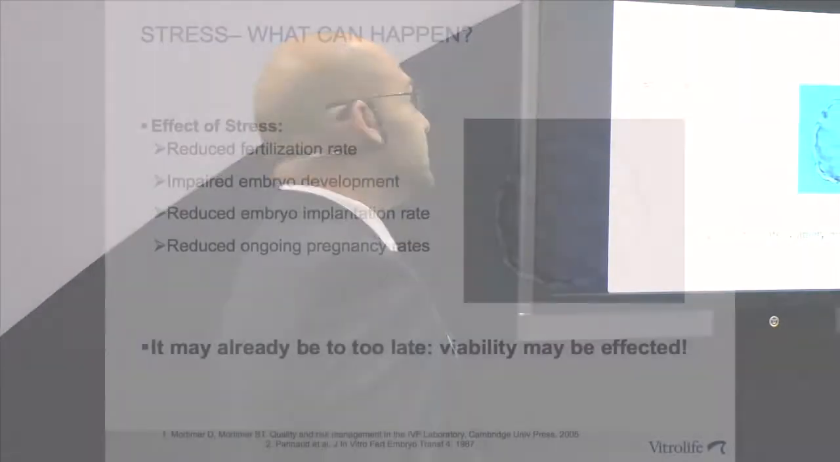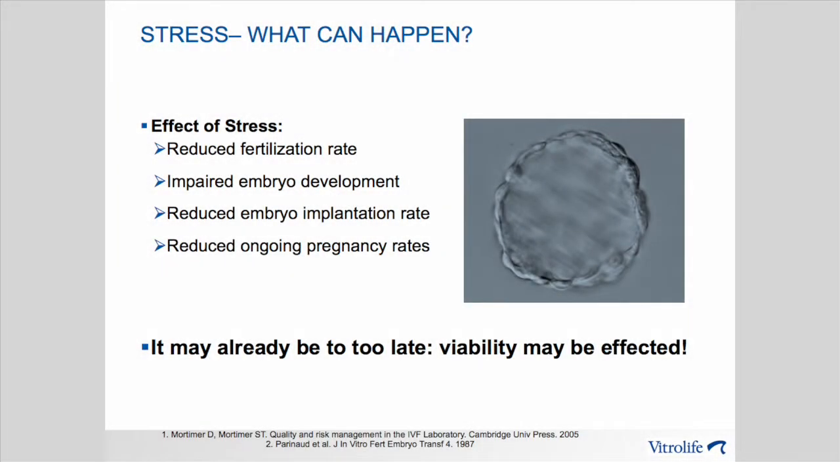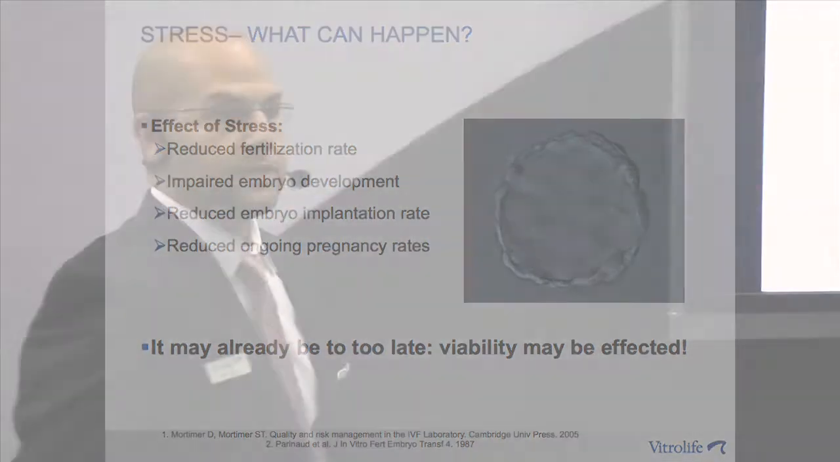And what do we actually see, the effect of this stress? We see reduced fertilization rates, impaired embryo development, reduced embryo implantation, and reduced ongoing pregnancy rate. And this is all fine and good to identify these, but the problem is by the time we've identified these, it's often too late, and the effect of the reprotoxicity is already being implemented on these embryos, and they're reducing the clinical success and the potential for these embryos.